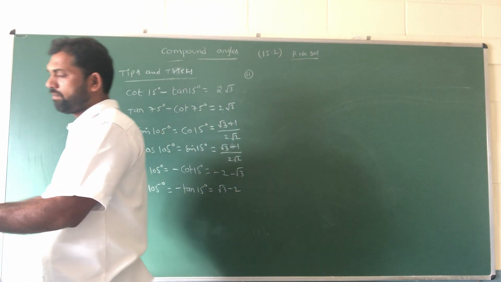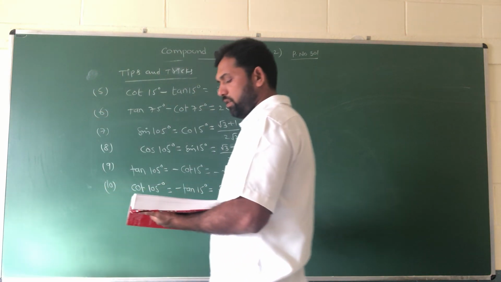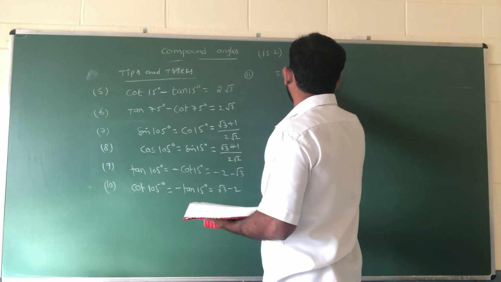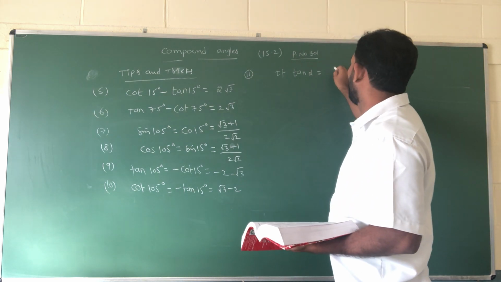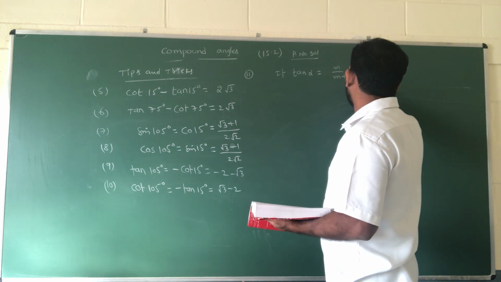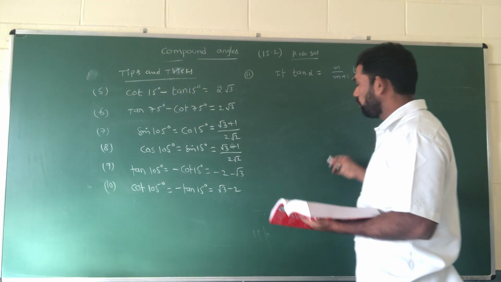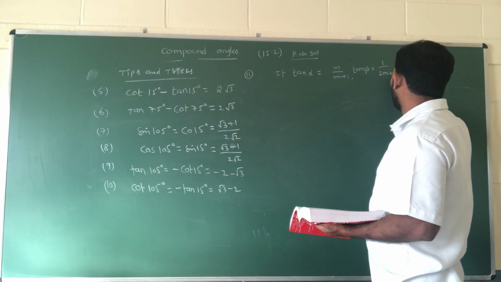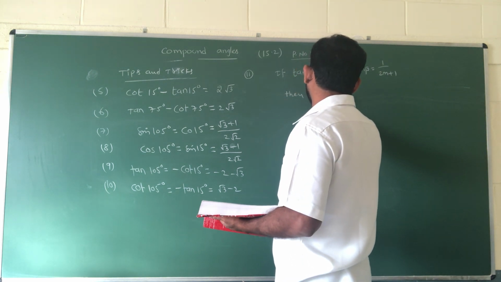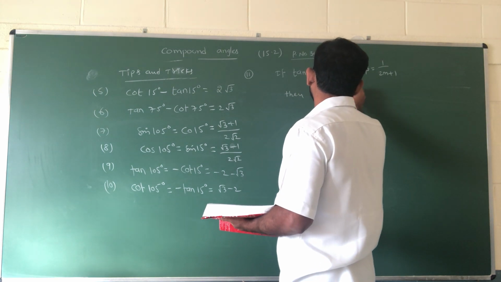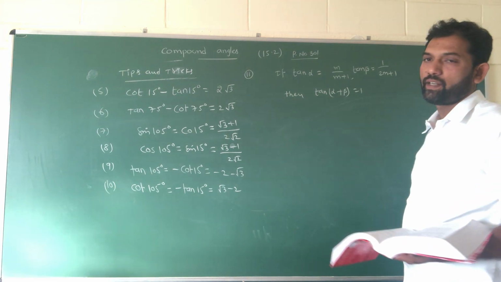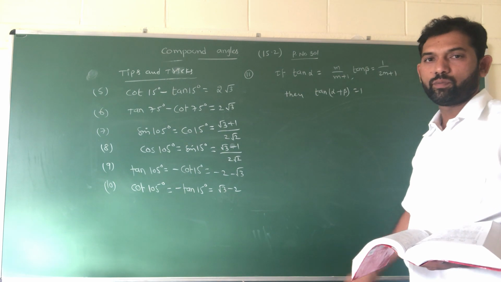So these are fixed values. 11th one: if tan alpha is equal to m divided by m plus 1, and tan beta is equal to 1 divided by 2m plus 1, this one we did, then we are getting tan alpha plus beta is equal to 1 only. Using these two, simplifying tan alpha plus beta, we are getting that the value should be 1 only.